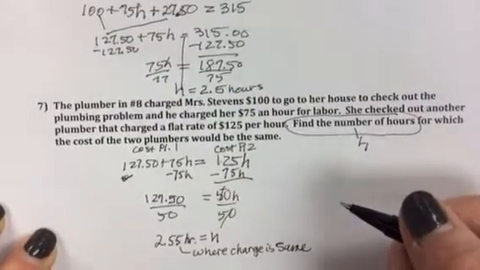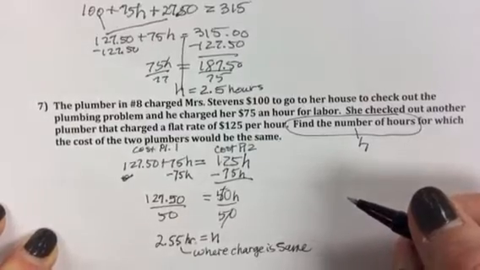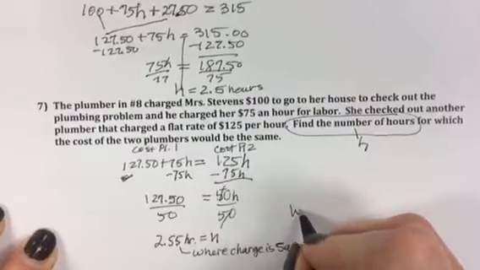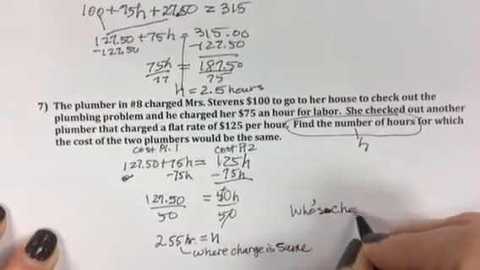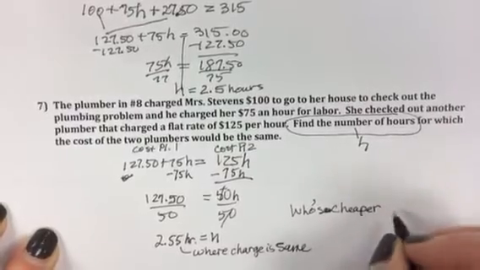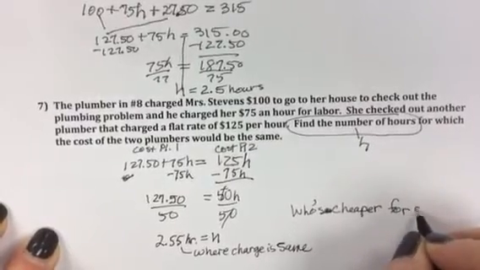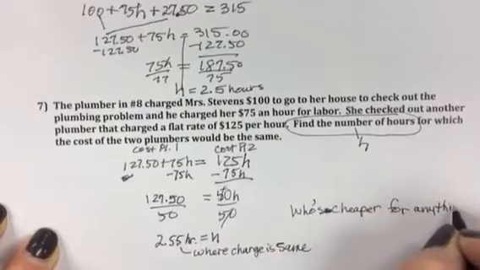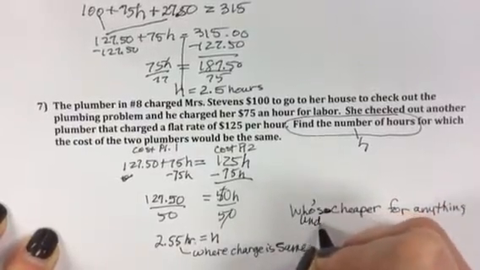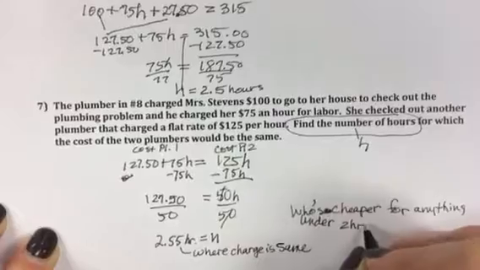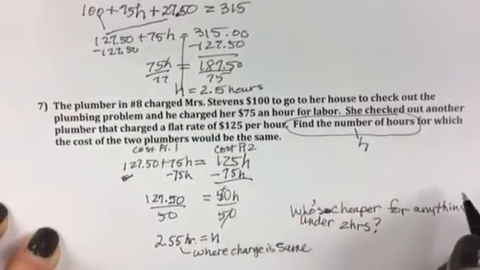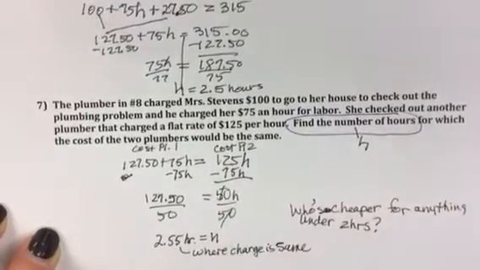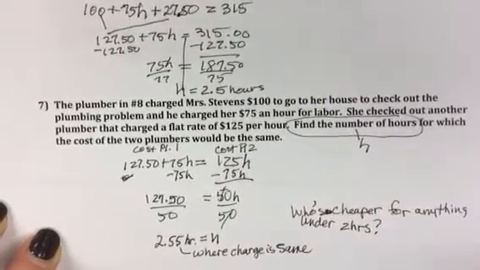Okay, so here's what I would like for you to think about and to try. I want you to find out who's cheaper for anything under 2 hours. Then the other one would be who's cheaper if you go over 2 hours. But work with that and see what you can come up with. And I'll see you tomorrow.